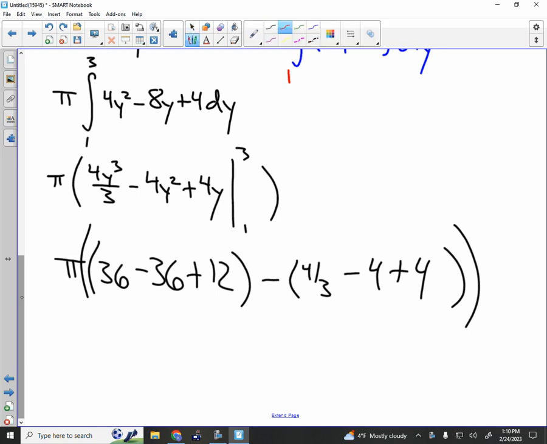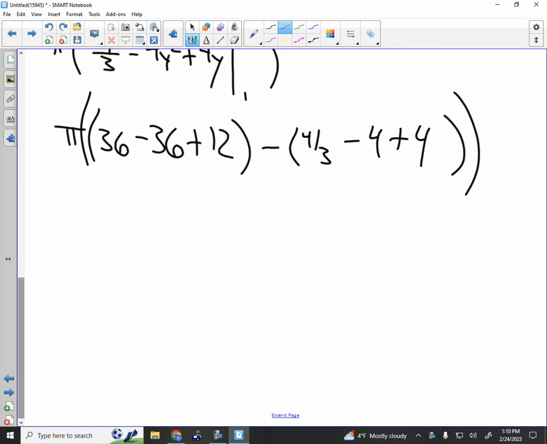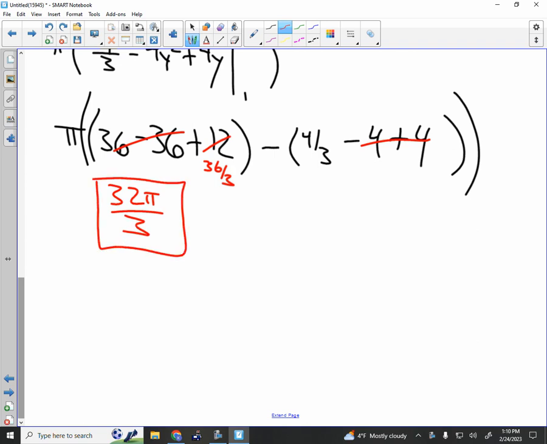So what's great about this problem is noticing the things that cancel right away. What cancels? The 36s are gone. The 4s are gone. So you get 12, which is also known as 36/3. What is 36/3 minus 4/3? So 32 pi over 3. Folks, the integration is all old business. You already know how to do that. The deal is setting up the integral from the beginning, right? That's what we want to do.